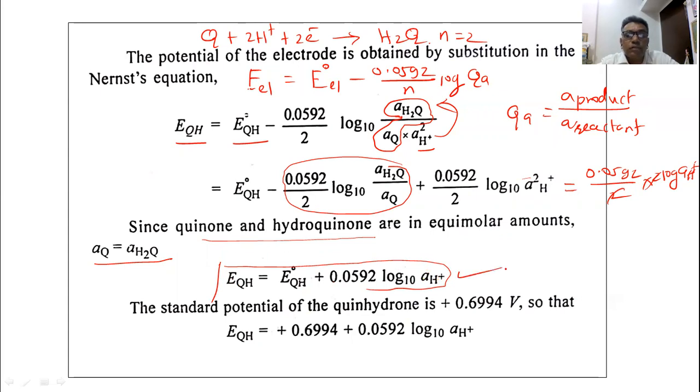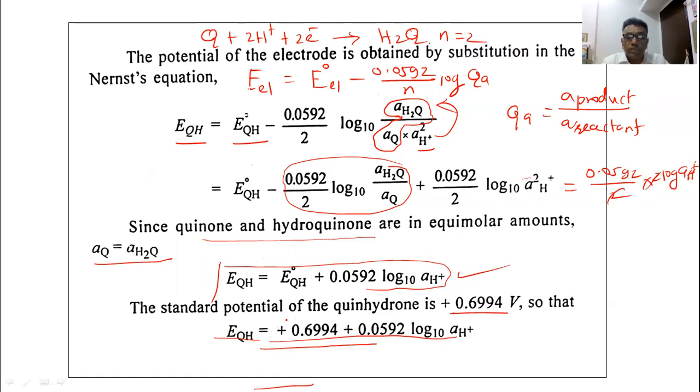So this is the derivation for the quinhydron electrode. The standard potential of the quinhydron electrode is 0.6994 volt. So the quinhydron electrode potential is equal to 0.6994 plus 0.0592 log to the base 10 of the activity of the hydrogen ion. So using this equation now, we can determine the pH of the solution.